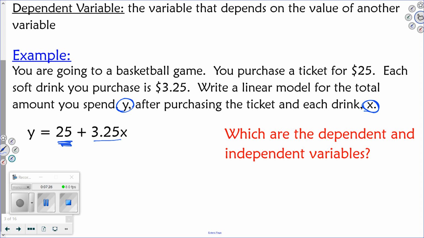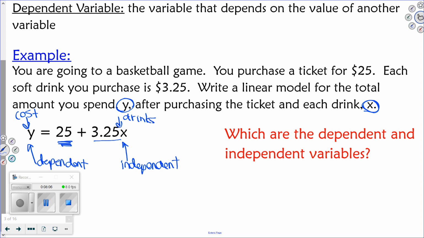Okay? So in this equation, which is dependent and which is independent? Which one is dependent? It depends upon the other one. It's either X or Y. Y is my cost, and X is my drinks. Which one is dependent? My cost is dependent. So this is the dependent, because what does it depend on? It depends on how many pops I'm drinking, right? Pops, drinks, whatever. So this is independent.